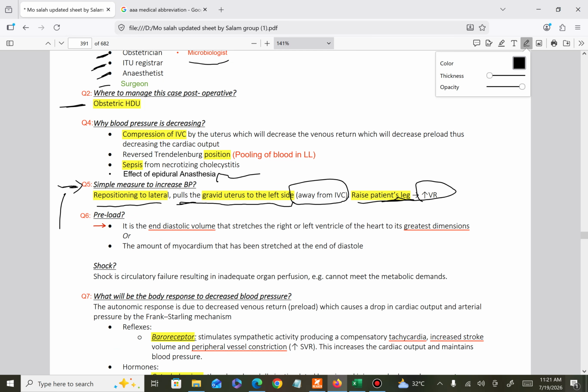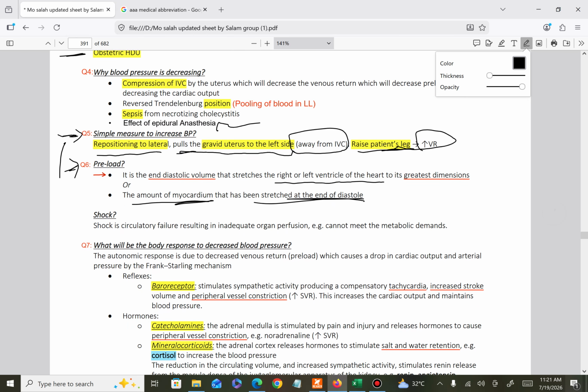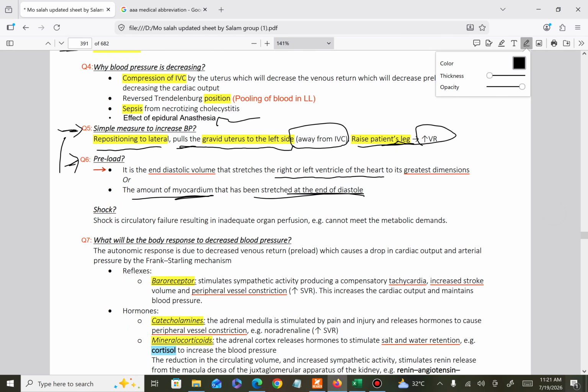Okay. Then what is preload? Question 6 is, what is preload? It is the end diastolic volume that stretches the right or left ventricle of the heart to its greatest dimensions, or the amount of myocardium that has been stretched at the end of diastole. So the blood which is coming to the heart, the right ventricle or left ventricle, which causes the heart to stretch, this is preload.